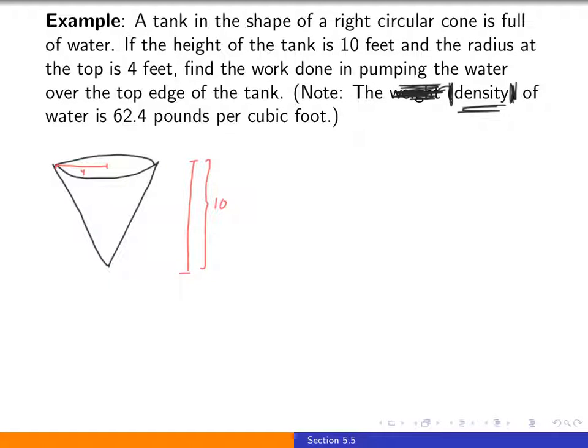So for the work problems, we're going to have the ones involving Hooke's law, and then the ones involving pumping water or fluid out of a tank. And I say fluid because it could be something other than water. It might be oil or gas or something else.